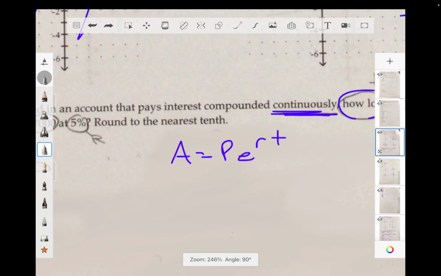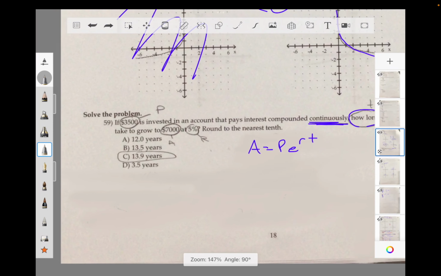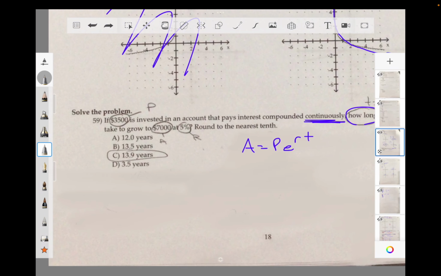No, my calculator said, not yours. I was going to say and solve it, but you don't have that.